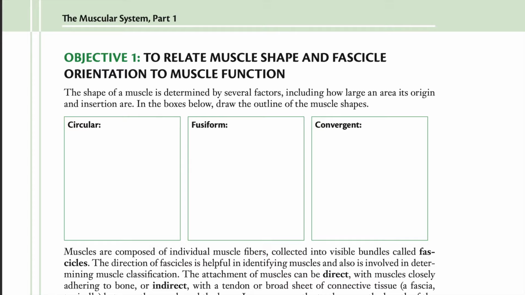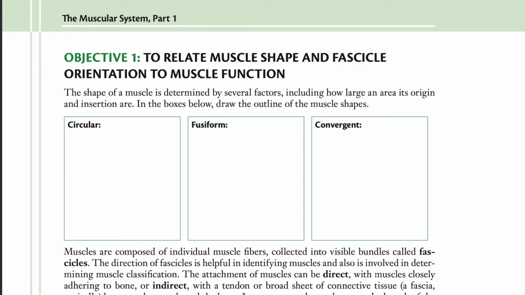So, here with Objective 1, the first thing we really need to look at are these different shapes of muscles. And this might be information that causes you to think, well, why is this important? When we elaborate on this information, you'll see that understanding the shapes of muscles really helps you understand how the body moves when that muscle contracts.